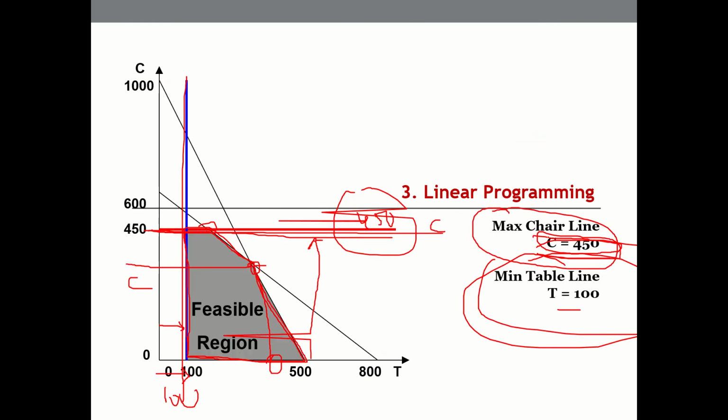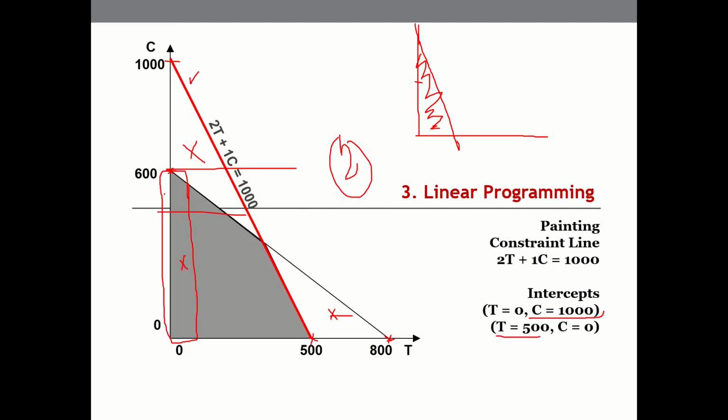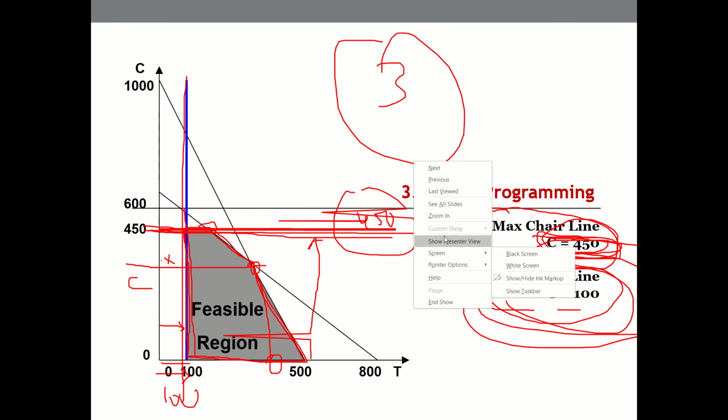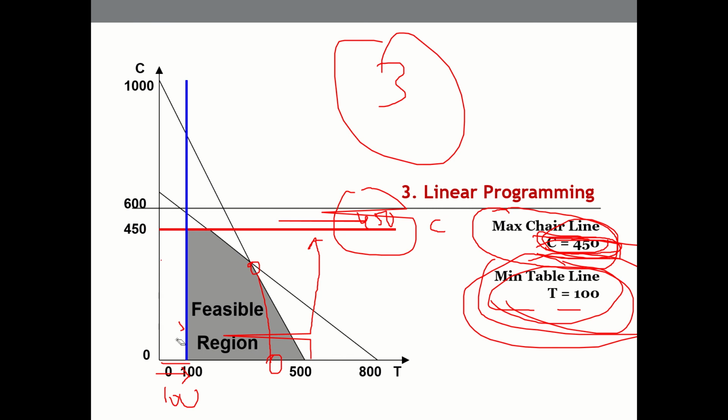However, we have another constraint. We said minimum 100 tables should be made. So any line that falls here is also not feasible for us. So this is also excluded. And if you see here, we can make chairs up to 500, 600. But we have a third constraint, this is the third step, which says don't make more than 450 chairs. So we put a line and then we say that this is the maximum that we need to construct.